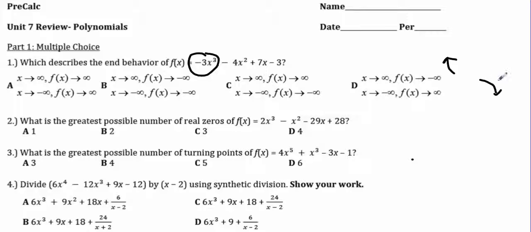So as x approaches positive infinity, y goes to negative infinity. As x approaches negative infinity, y goes to positive infinity. So my correct answer is D.